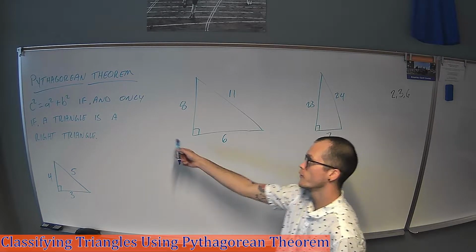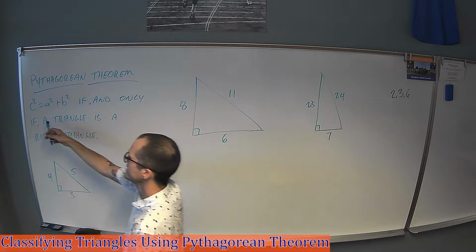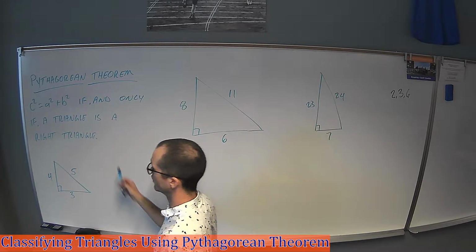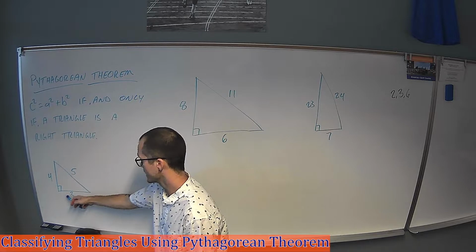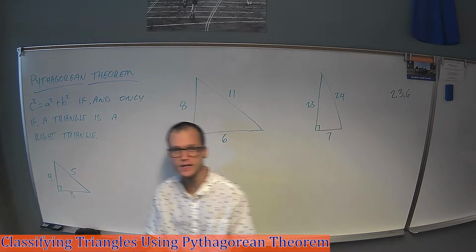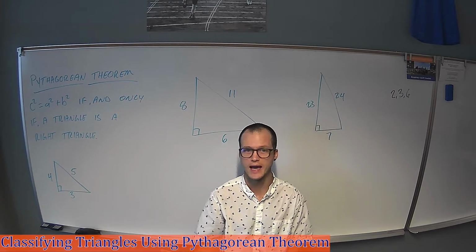As a refresher, the Pythagorean theorem says that c squared equals a squared plus b squared if and only if a triangle is a right triangle. C, of course, is the hypotenuse. It's the leg that's opposite of the 90-degree angle. A squared is one of the sides, b squared is another one of the sides. Doesn't matter which one's which because you're just adding them.